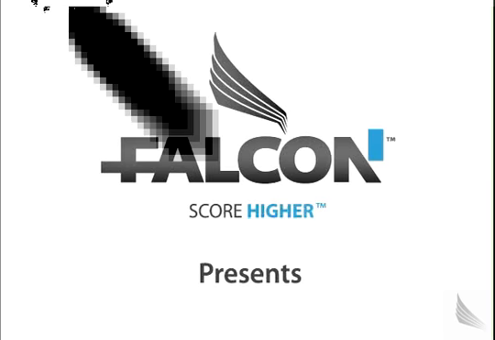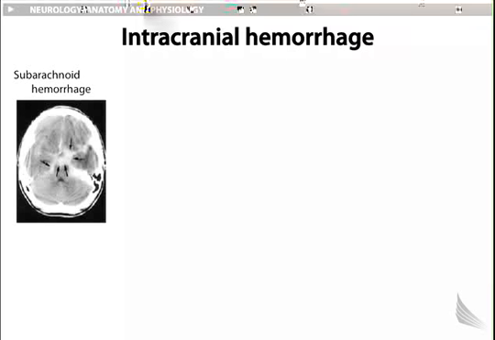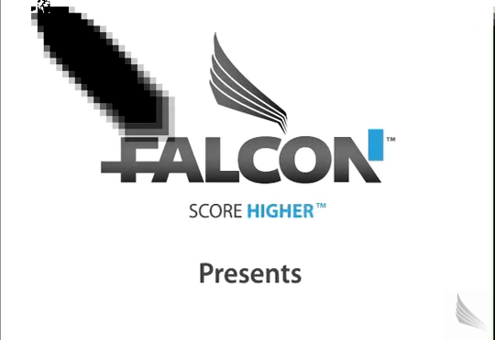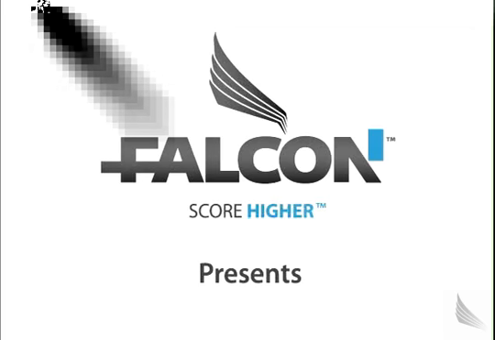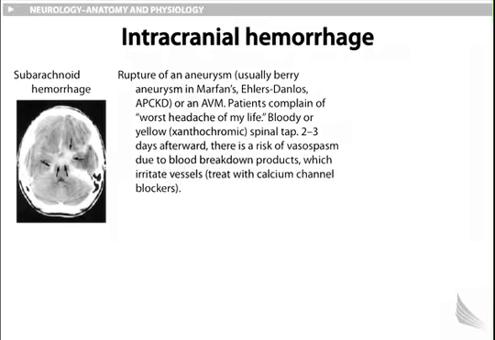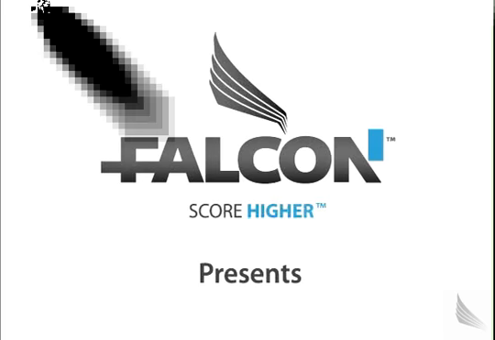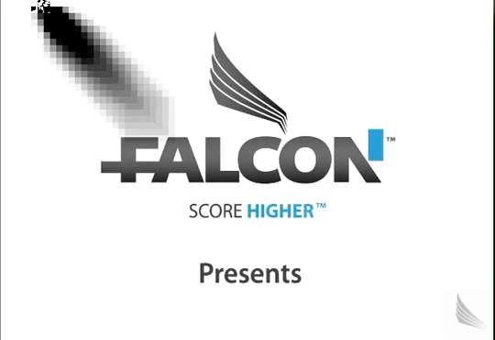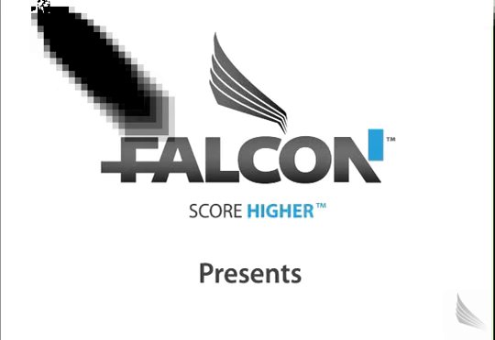Subarachnoid hemorrhage. As mentioned in the aneurysm section, subarachnoid hemorrhage refers to blood in the subarachnoid space and is often caused by rupture of intracranial aneurysms. Rupture of an aneurysm, usually a Berry aneurysm seen in Marfan's, Ehlers-Danlos, or adult polycystic kidney disease, or an AVM, these patients will complain of the worst headache of their life.